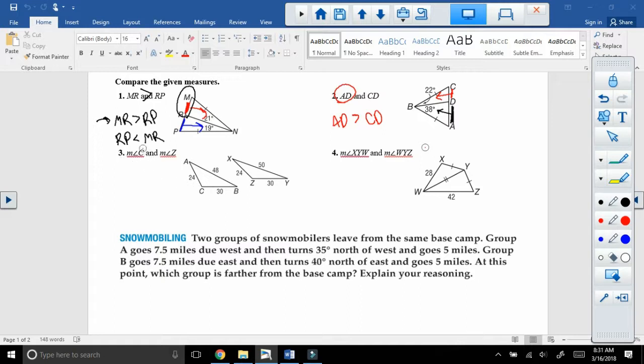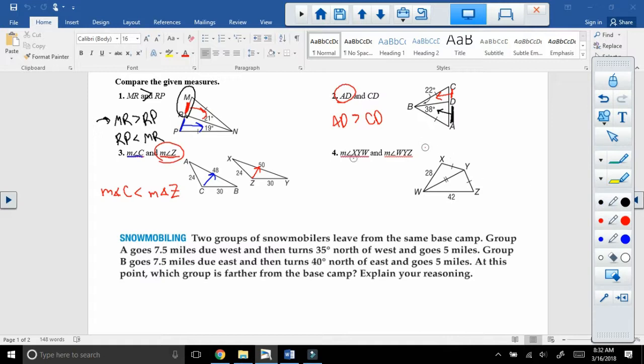Okay, for this next one, it wants me to compare angle C. Because it's the angle, I need to look to the side opposite it. So the side opposite from angle C is 48. And the side opposite from angle Z is 50. So which one of those angles is the bigger angle? Angle Z. So angle Z is the bigger angle, so I could say that the measure of angle C is less than the measure of angle Z.